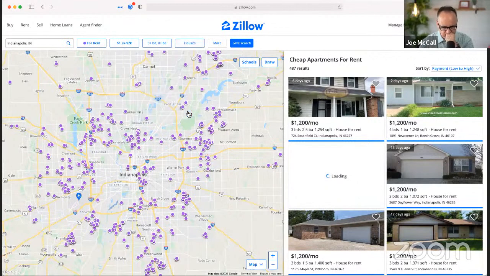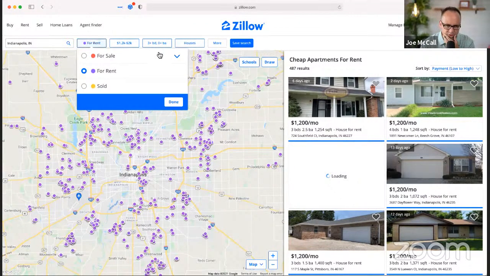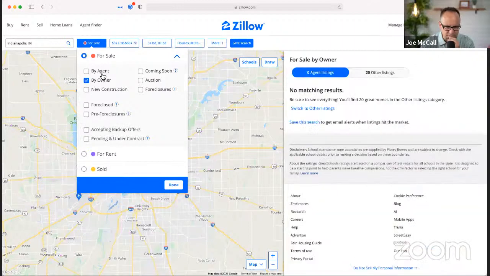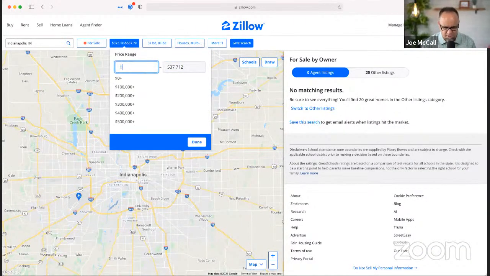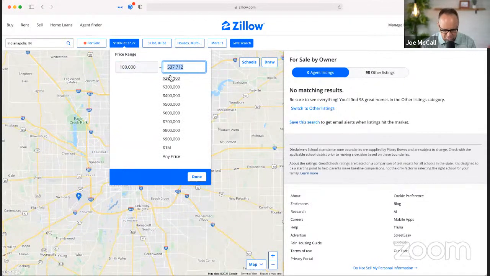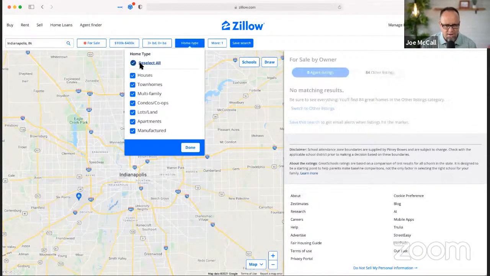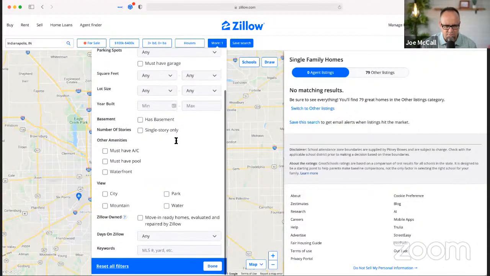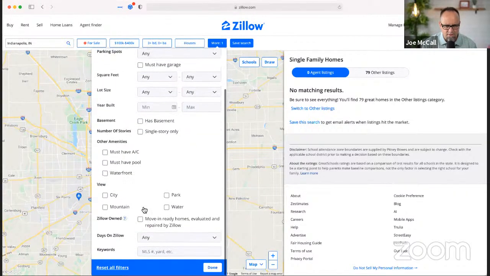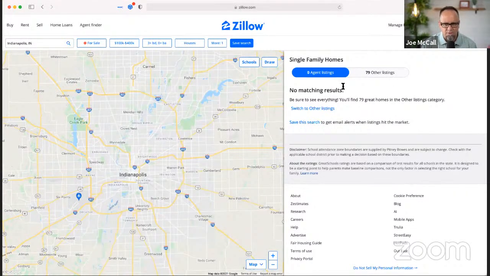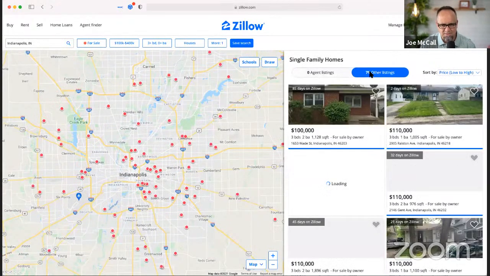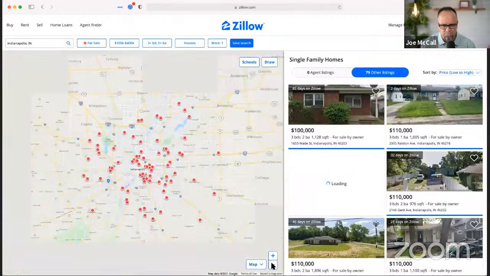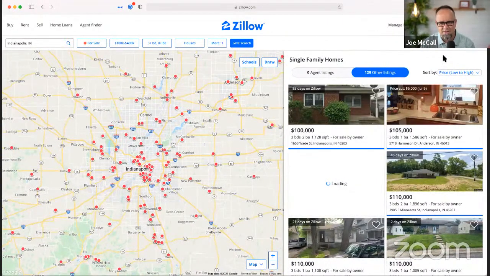You can also go in here and look at for sale by owner homes. I like for sale by owners. In the Midwest, like Indianapolis, I'll typically stay between $100,000 and $400,000, and I will only do houses. Make sure none of your other filters are acting up. There's none there. But you need to click right here, 79 other listings, and then you can zoom out. So there are 129 for sale by owners in here.